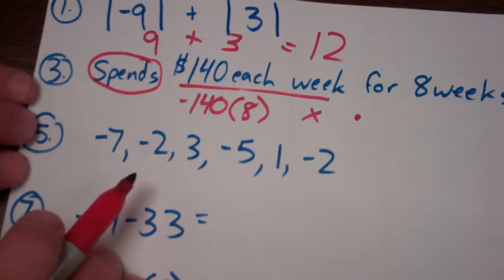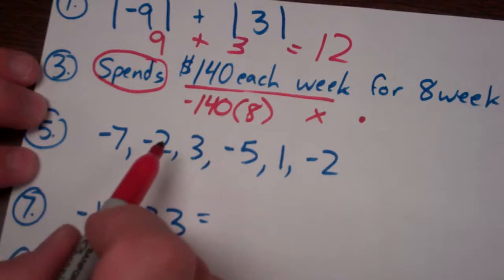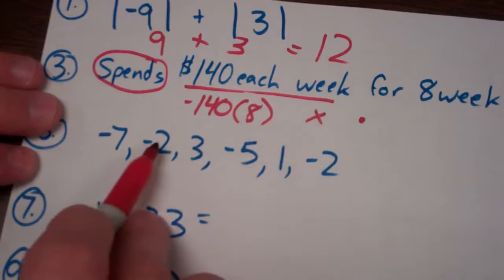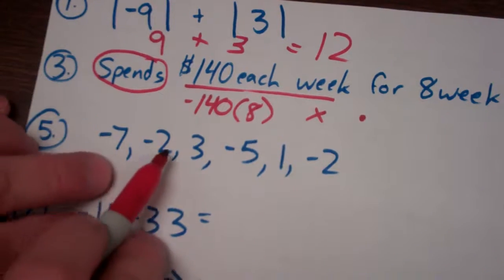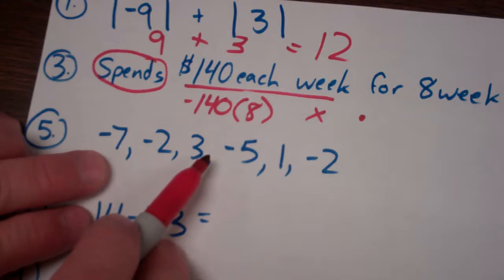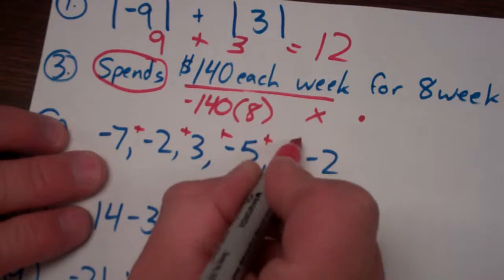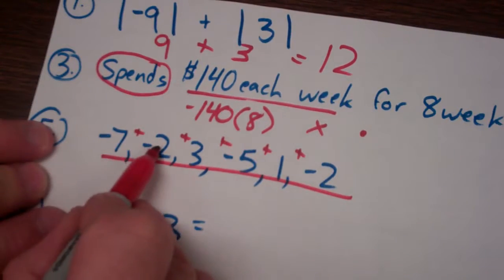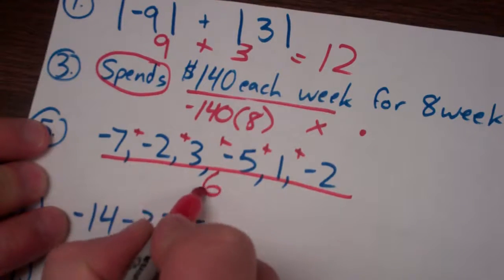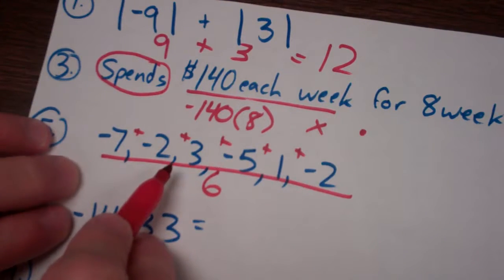All right, number 5. Number 5 is talking about somebody playing golf, and these are their practice rounds, and we want to find their average score. Remember, average means add all the numbers, divide by the number of numbers. So I need to add all of these first, and then divide by how many numbers there are. 1, 2, 3, 4, 5, 6. So the sum of these divided by 6.